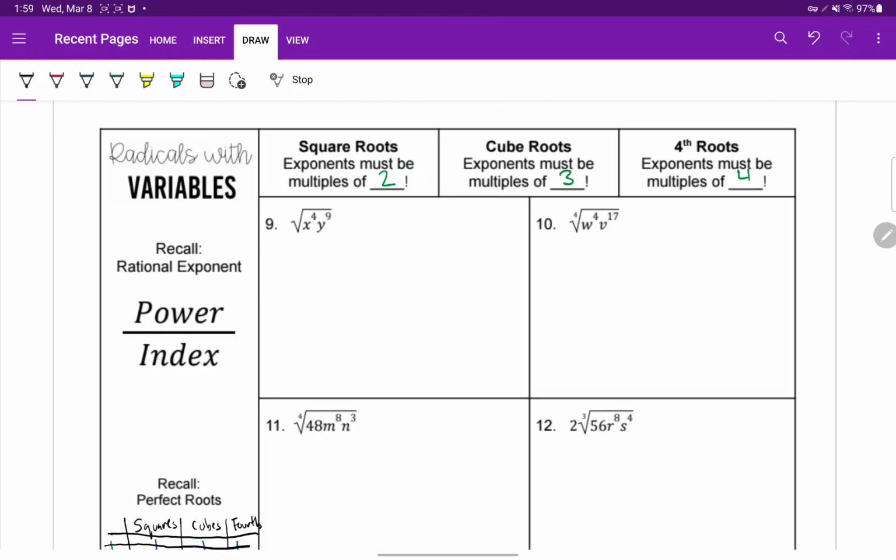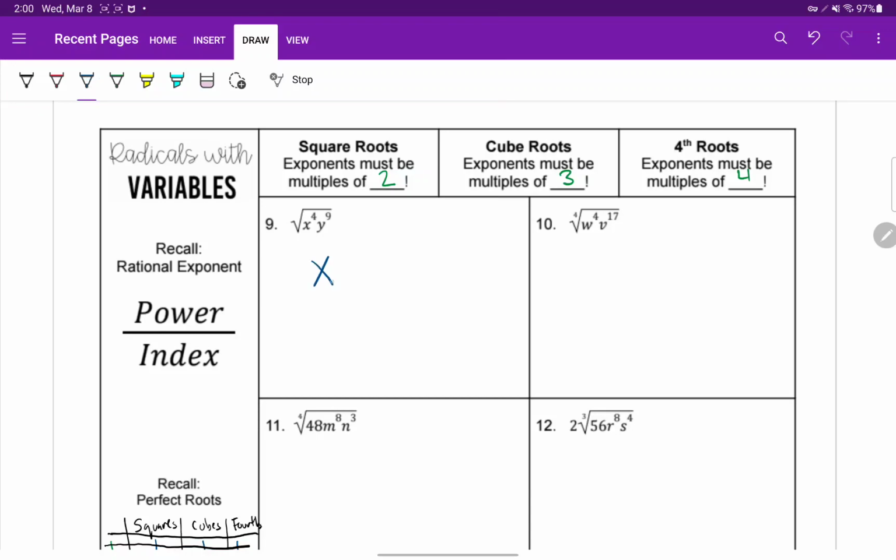And if we're dealing with 4th roots, we want the exponent to be a multiple of 4. Okay, so from here, let's go ahead and look at this here. For my first one, I have the square root of x to the 4th, y to the 9th. Since it's a square root, I'm looking for multiples of 2. So first I'm going to start with this x to the 4th.